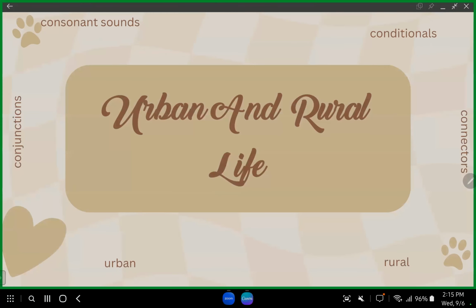Our topic of discussion was urban and rural life. We talked about consonant sounds. We just had a small discussion about it. We also talked about conjunctions. We also talked about connectors and conditioners, and we said that conjunctions and connectors are similar. We also talked about what urban means and also what rural means as individual words.